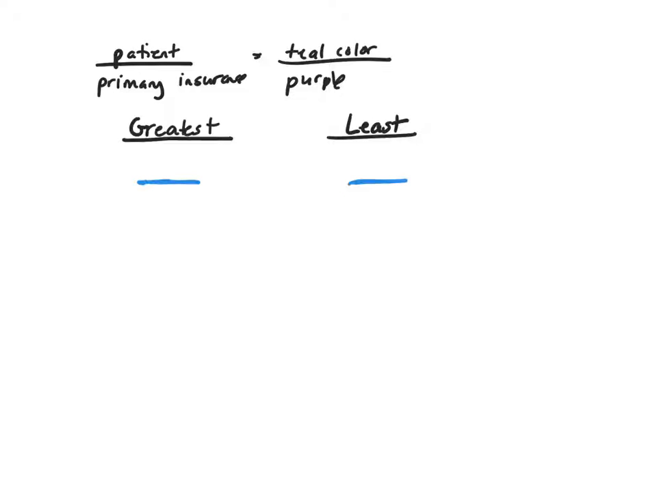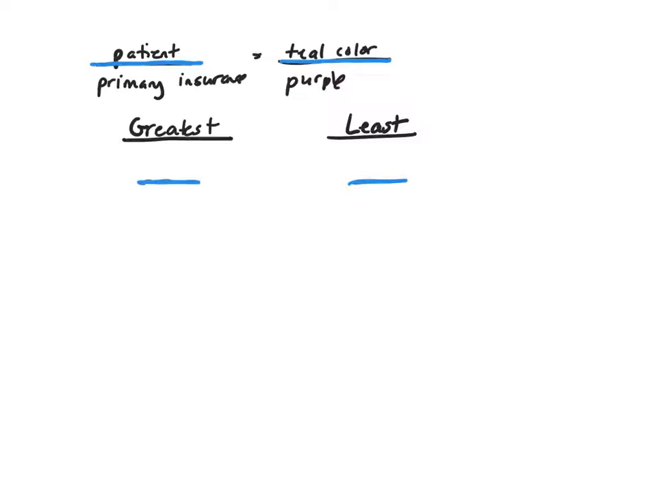We're trying to figure out when the ratio of the percent paid by the patient to the percent paid by primary insurance was greatest and then least. All right, so I'm trying to find patient to primary insurance. If I look at the grid, patient is going to be a teal color over primary insurance, which is a purple color. And we want the greatest and least.